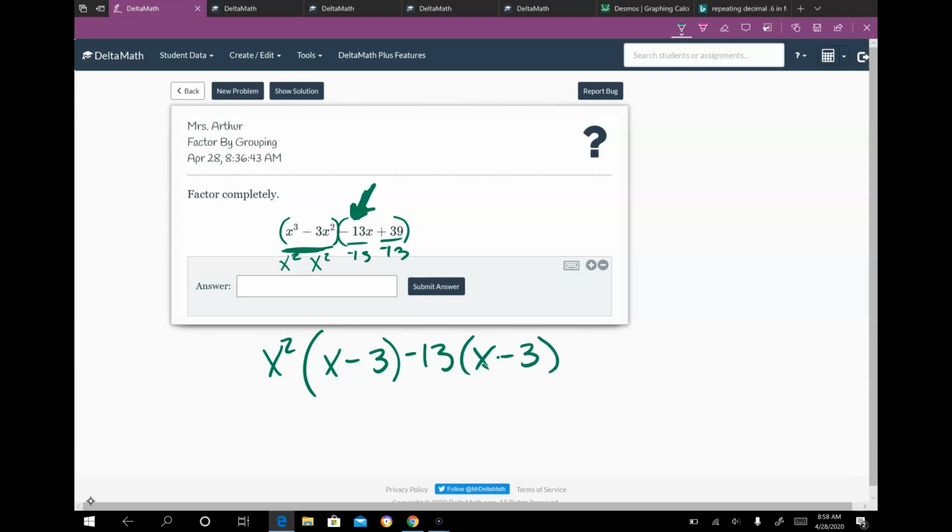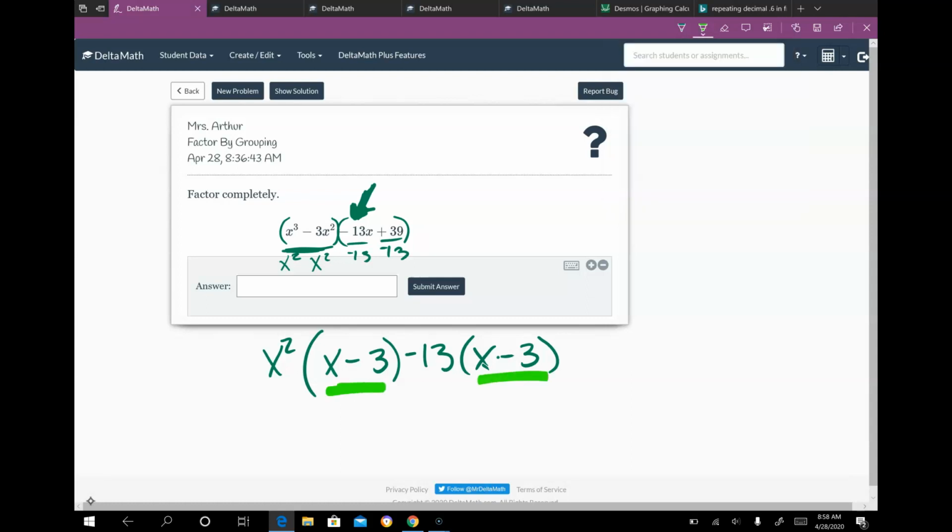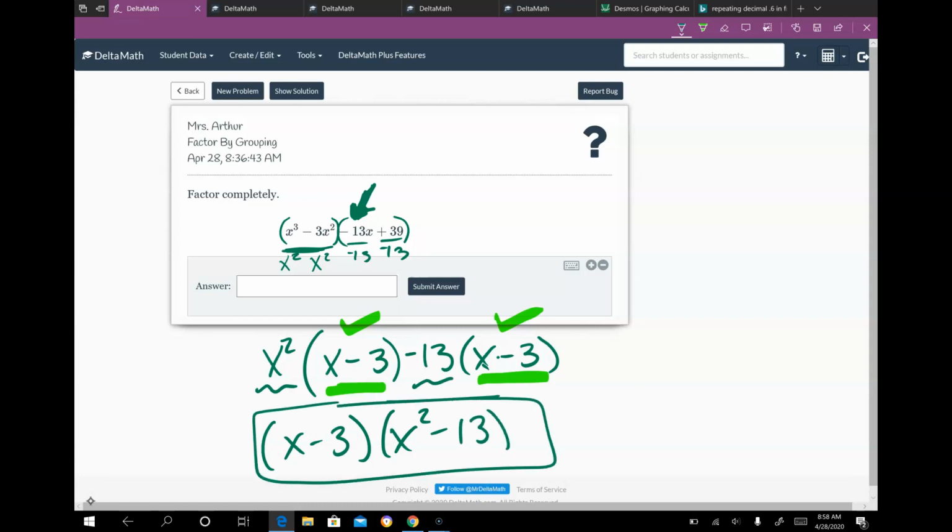Okay? Again, what's in parentheses needs to match. Do they match? They do. So we did it right. So we can continue. So again, if they match, that means that you can pull that out. So I'm going to pull out an x minus 3. And I'm left with x squared minus 13. And again, 13 is not a perfect square, so I cannot factor it anymore. And that's your answer. Okay? Hope this is helping.